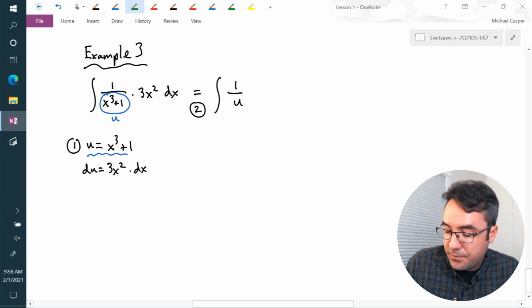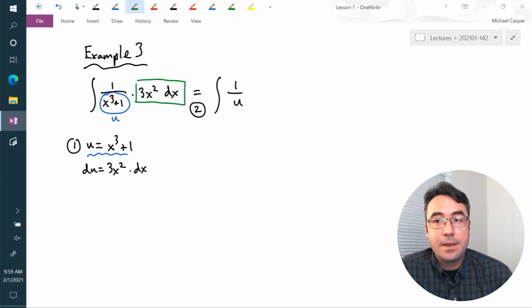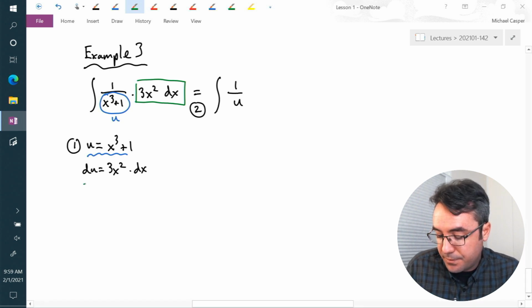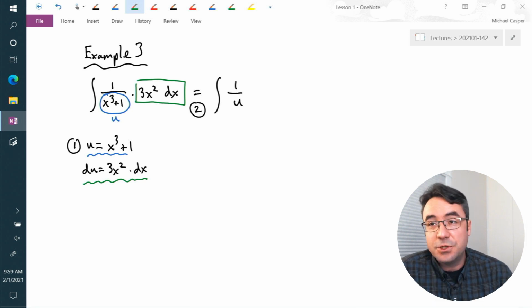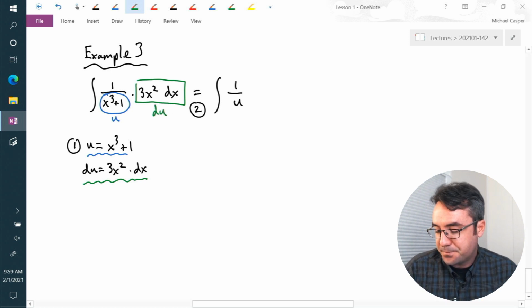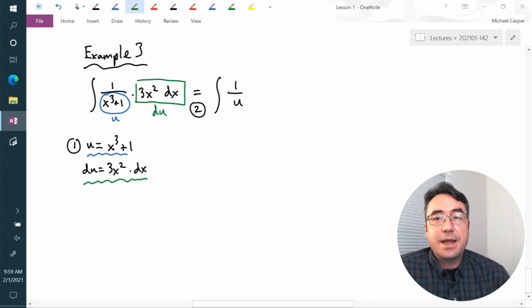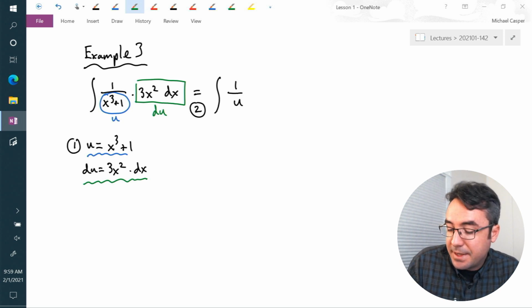Now, if we keep looking, we still have a 3x squared dx here. I have to get rid of those. I have to change those to u's in some way, and we have this other equation to work with. It just so happens that we know exactly what 3x squared dx is. It's equal to du. It worked out exactly there. So 3x squared dx is exactly equal to our new differential du. So let's make that substitution.